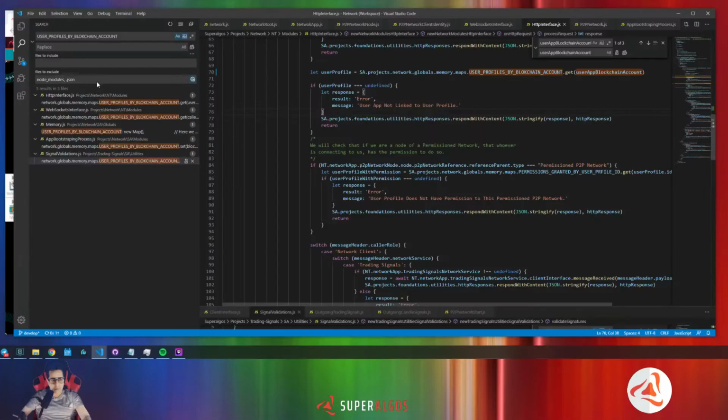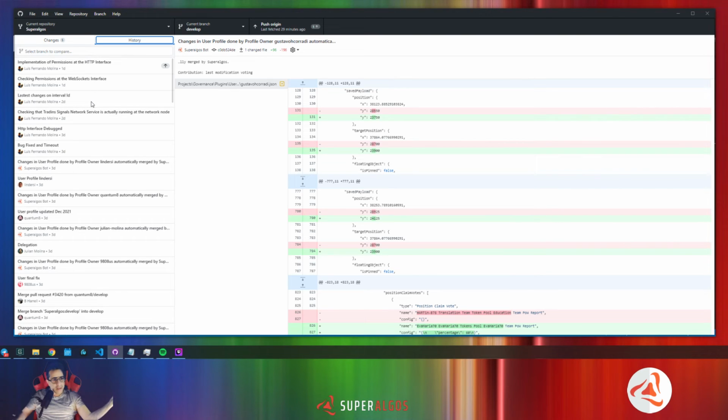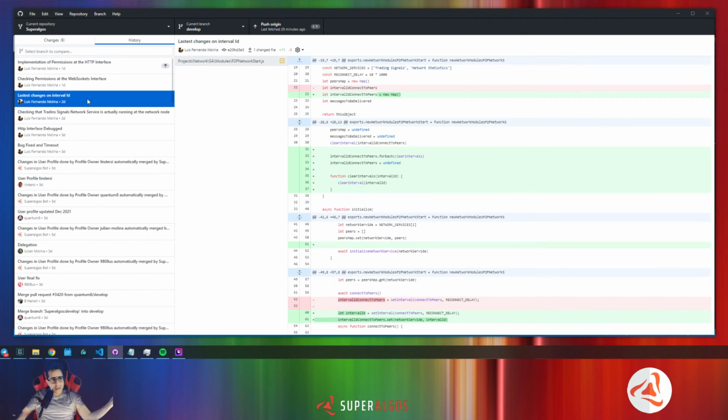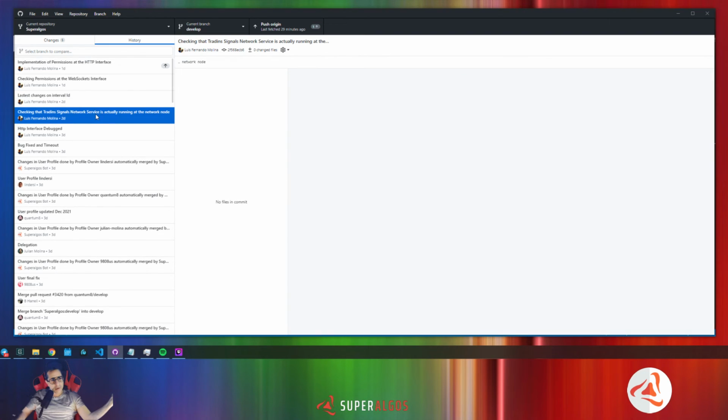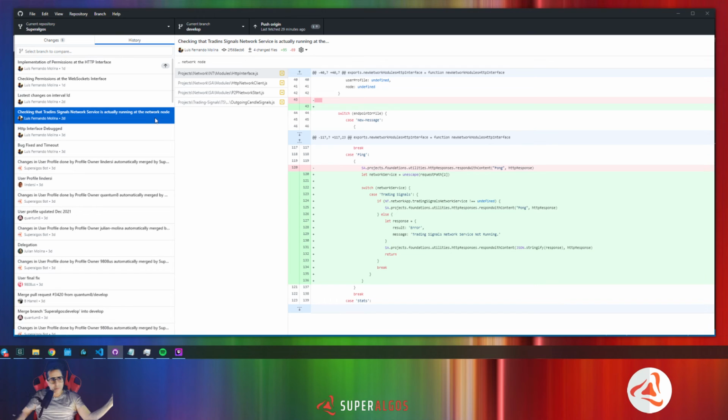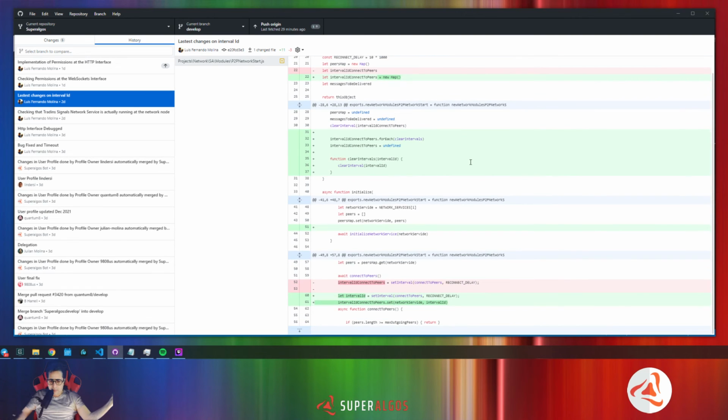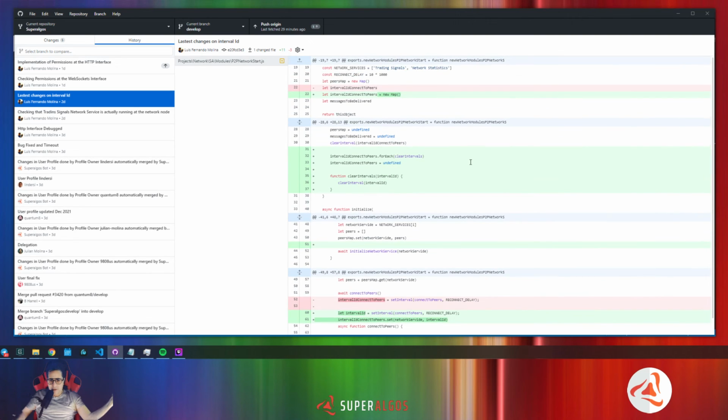I'm reading here my latest commits, latest changes on interval. What is this? Checking that the trading signal network server is actually running on the network node. I think this is what we could debug. We need to test all this stuff. So we will need to send signals now and run through all this validation to see if everything is working. Okay.